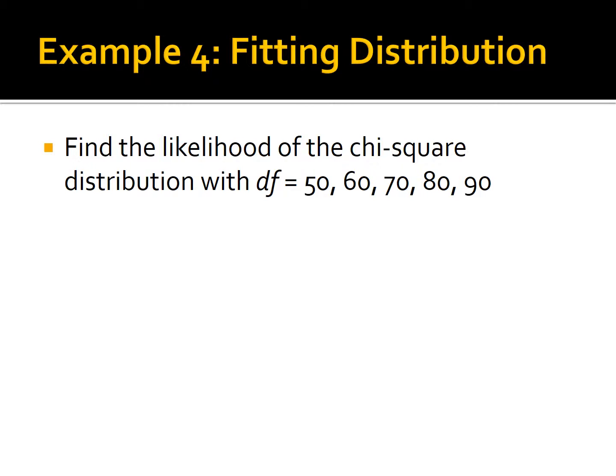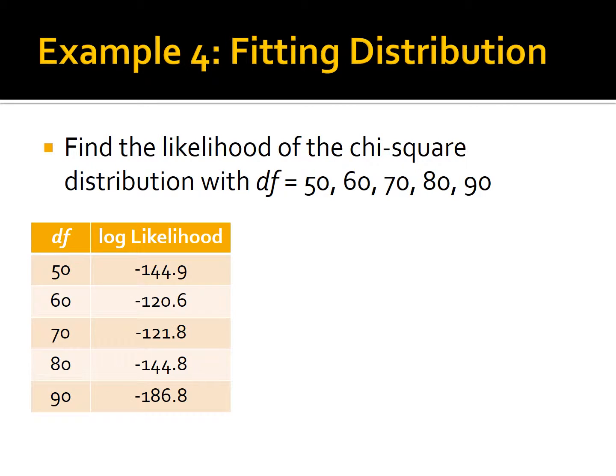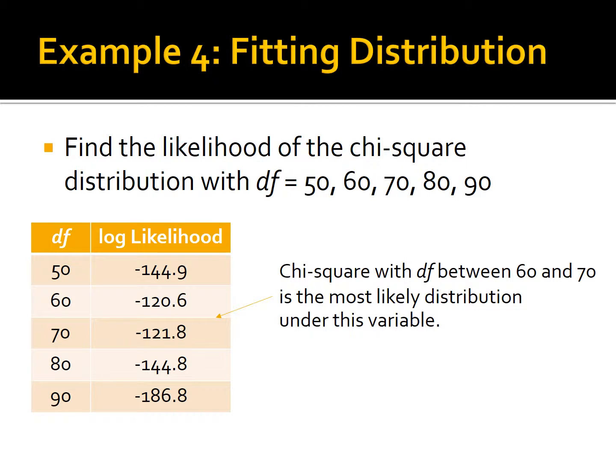If I change the degree of freedom to 50, 60, 70, 80, 90, what will I get? I get different log likelihoods. From 50 I get negative 144, for 60 I get negative 120, 70 I get negative 121, something like that. So the maximum likelihood would be around here. The chi-square with degree of freedom between 60 and 70 is the most likely distribution for this rating variable.